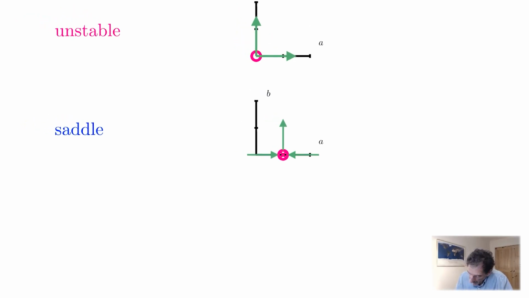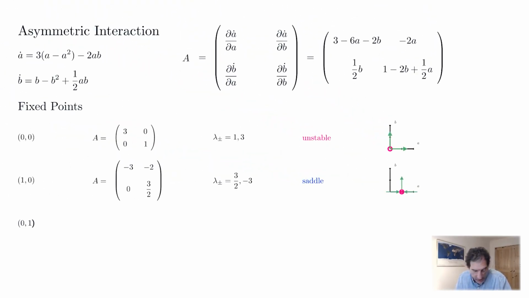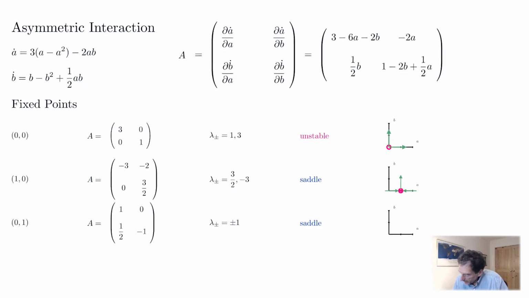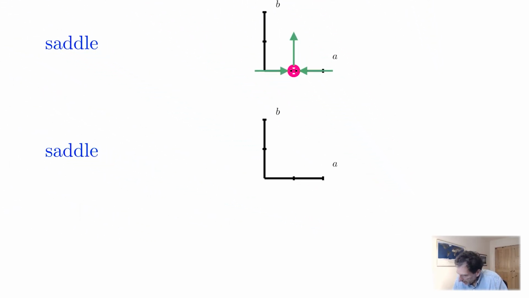Because along the x-axis, there will be flow inward and there's flow away when I have any admixture of B. The other single species fixed point, 0, 1, at this point, A is equal to 1/2, 0, minus 1. The eigenvalues are equal to plus or minus 1, so this is also a saddle point. So again, looking locally near that fixed point, the fixed point is at 0, 1, so it's a saddle point.